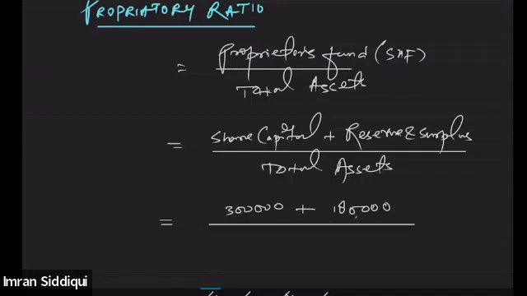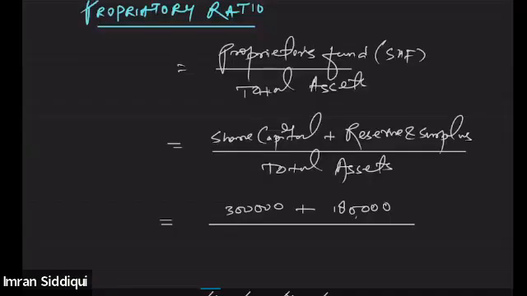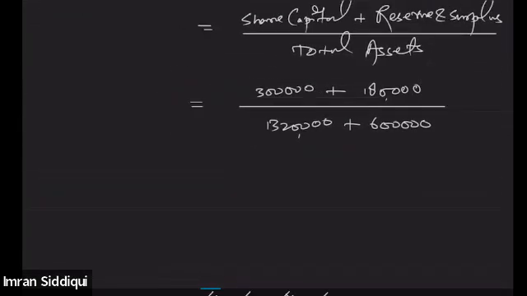We will divide it by the total asset. Adding non-current asset and current asset, we will get the value of the total asset, 13,20,000 plus 6 lakh. So totaling this, you'll get 4,80,000 divided by 19,20,000.